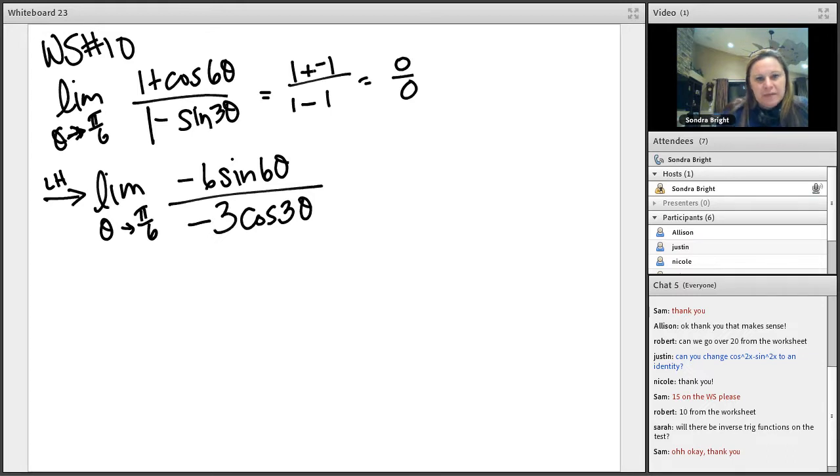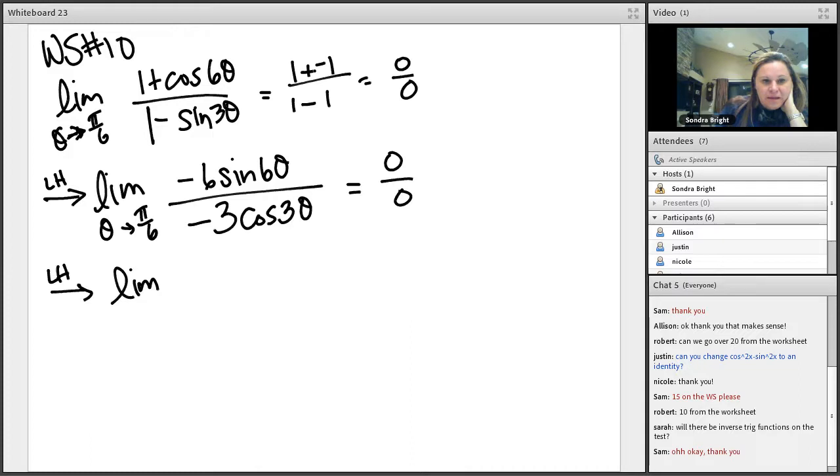When we plug in pi over 6 now, you would have a sine of pi, which is 0, and a cosine of pi over 2, which is also 0. So you have to do L'Hopital again.